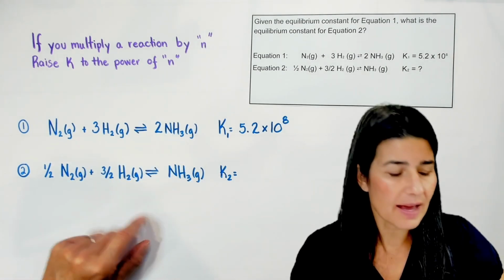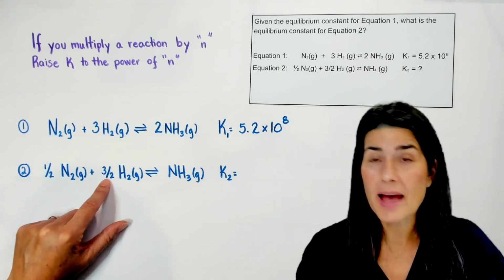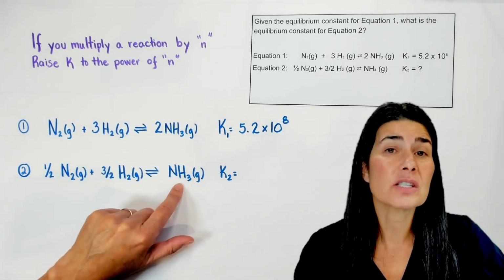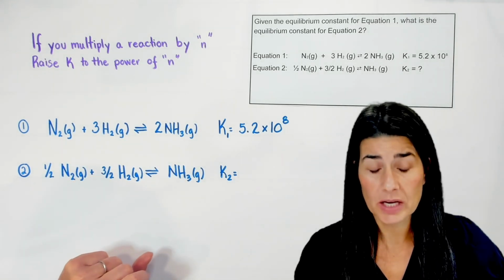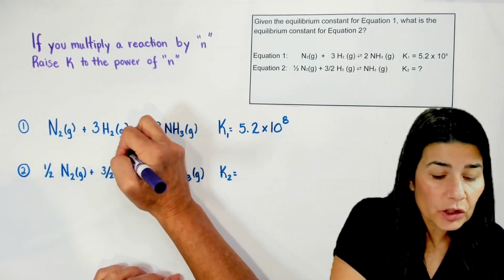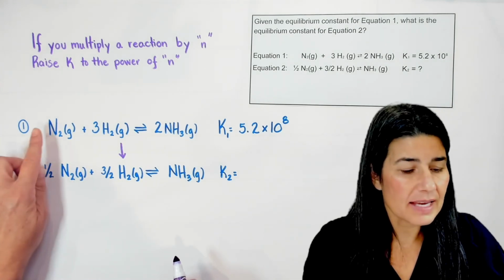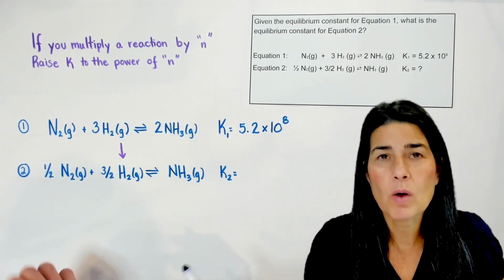What if instead you wanted a half of a mole of nitrogen, 3 halves of hydrogen, and just 1 single ammonia? What you can do to this first reaction in order to get this second reaction is you can multiply each of these terms by 1/2.